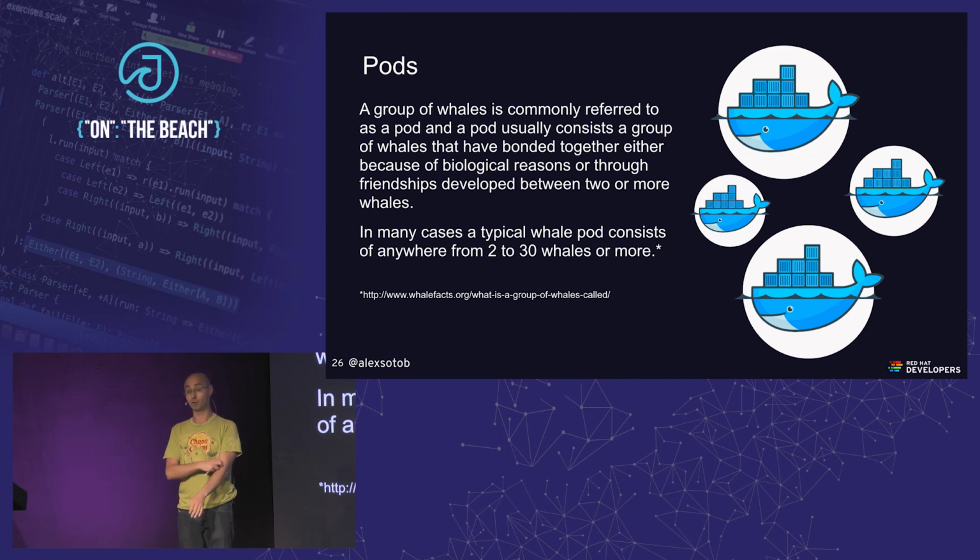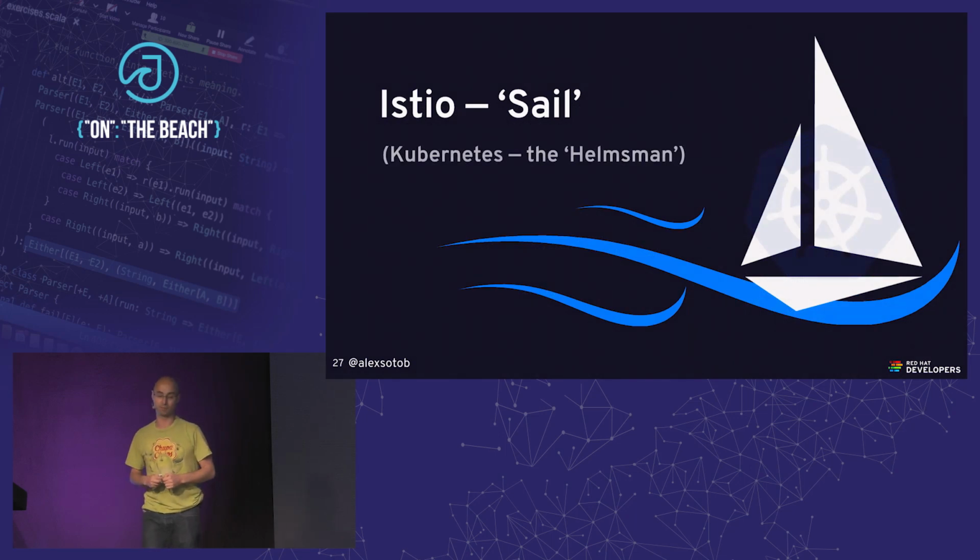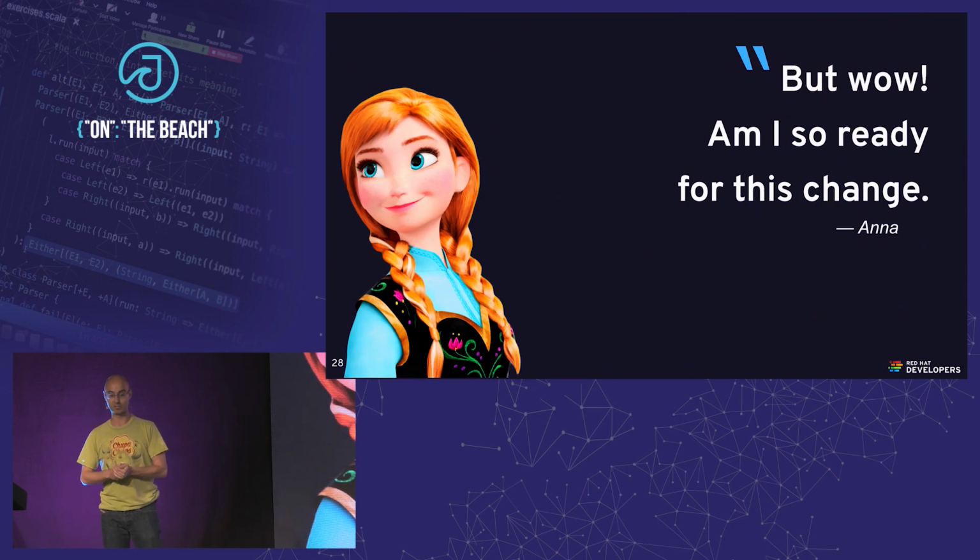Volume, and of course sharing the same life cycle. And this is where Istio comes in. Istio is a service mesh. And a service mesh is a dedicated infrastructure layer for making communication between services secure, fast, and reliable. And this is exactly what Istio does.